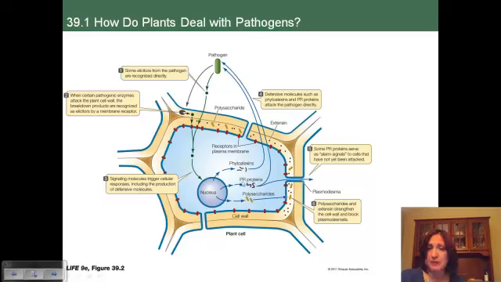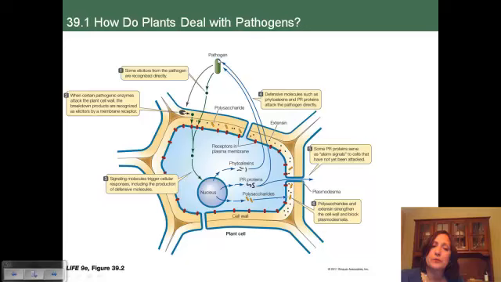pathogenesis-related proteins. Pathogenesis is disease, the beginning of a disease. These proteins have a couple of functions. One is that they can travel through the plasmodesmata to another cell and then signal that cell that it's under attack, to warn it. The other thing I forgot to mention about the polysaccharides is they can block the plasmodesmata, so pathogens can't travel from cell to cell. These PR proteins also can attack the pathogen.